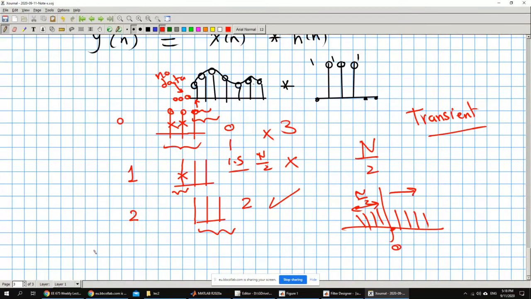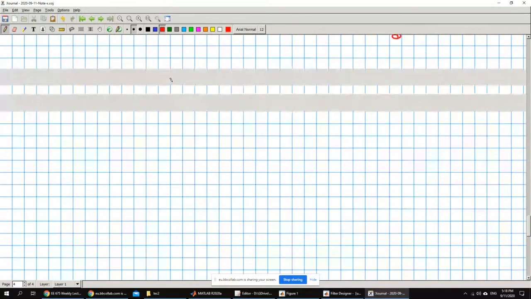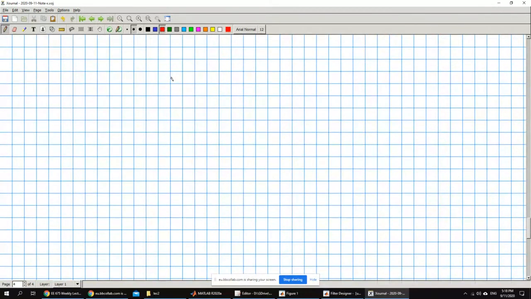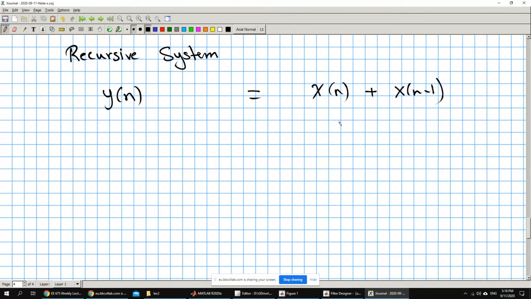So this is the first type of filters. There's another type of filters. This other type actually happens when you have what's called a recursive system. You have y of n as a function of x of n, plus x of n minus 1, for example. But actually, it's not just a function of these, it's also a function of, for example, 0.5 y of n minus 1.